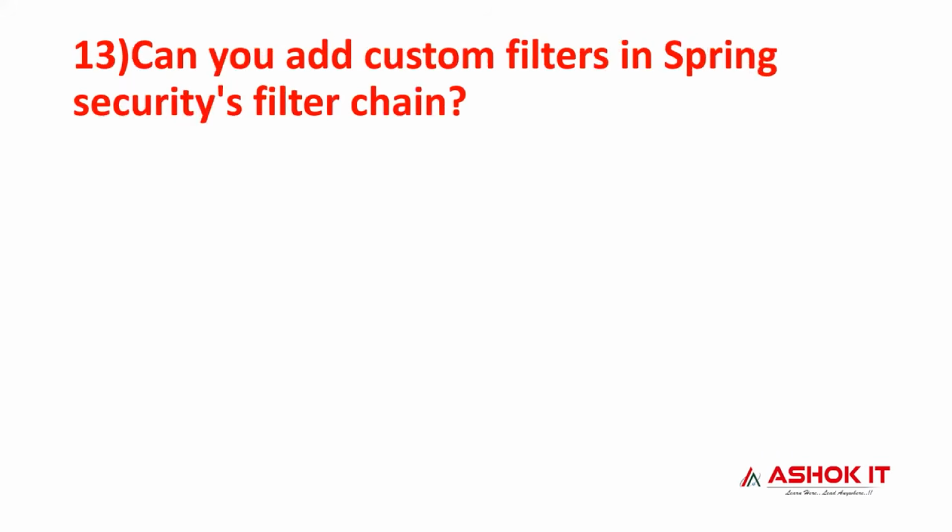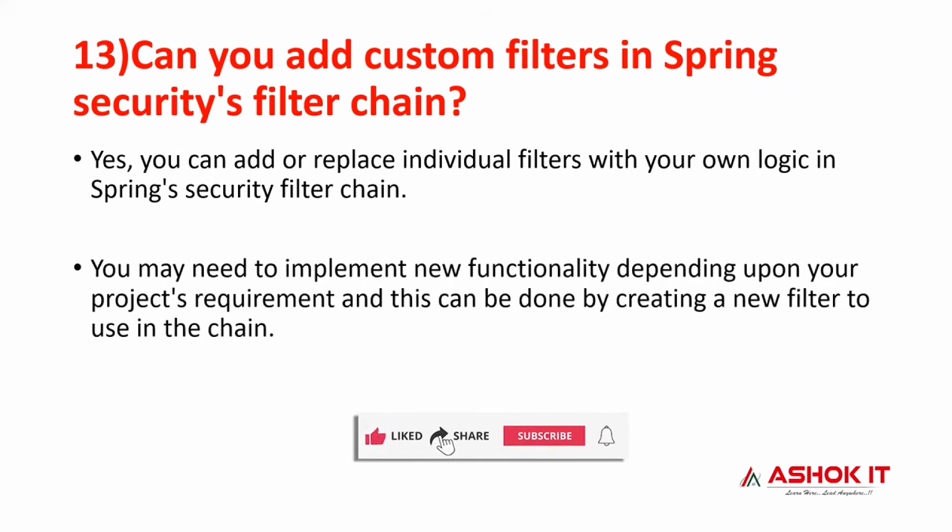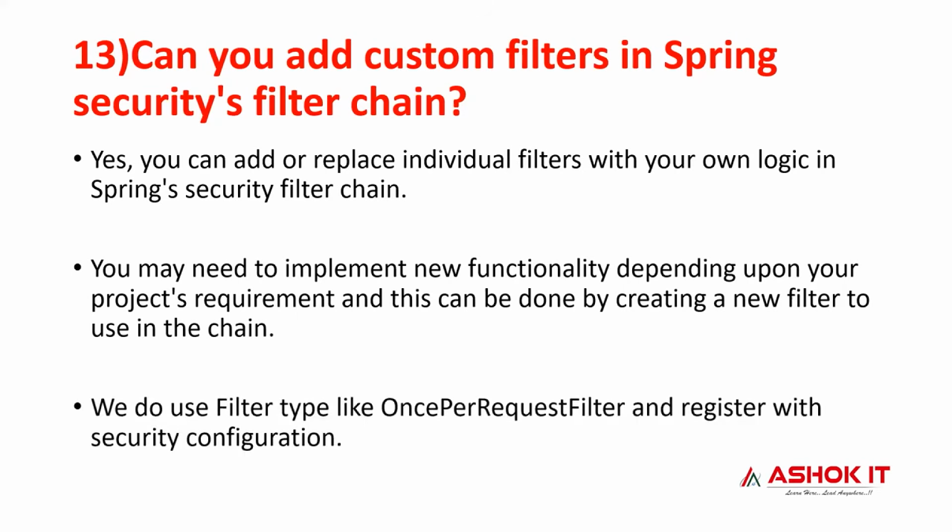These two are major. Can we add a custom filter in the Spring Security filter chain? Obviously we can add. If you want to implement your own logic, then you can add or replace the existing filters. If you want to implement a new functionality depending on your requirement, yes, you can create a new filter and add it in the chain also. We have one interface, Filter, and in continuation we have a lot of classes we can use. In that, we have a filter type, OncePerRequestFilter. You can extend this and override the configurations. And at last, you have to register this with the security configurations.